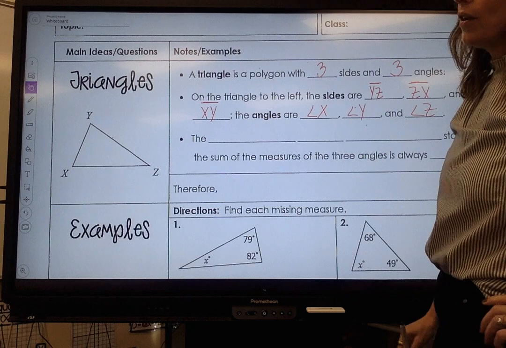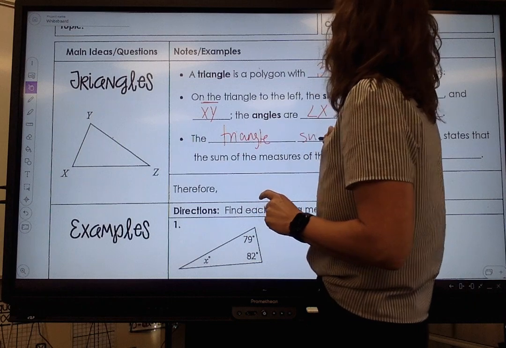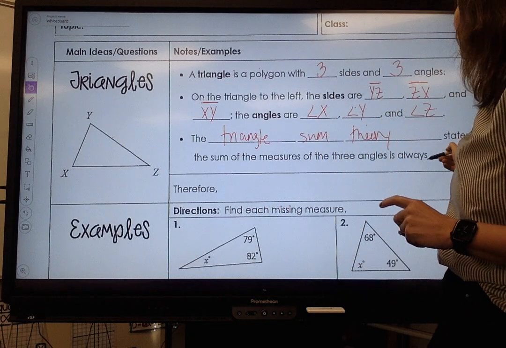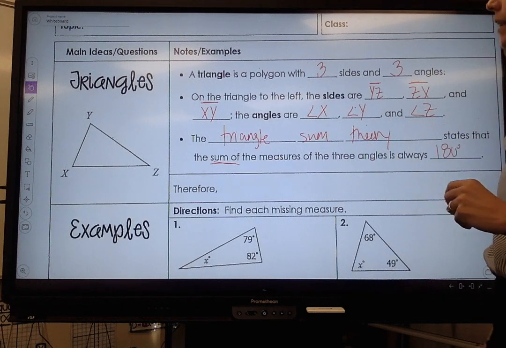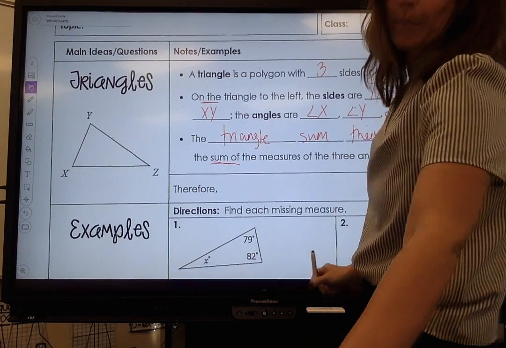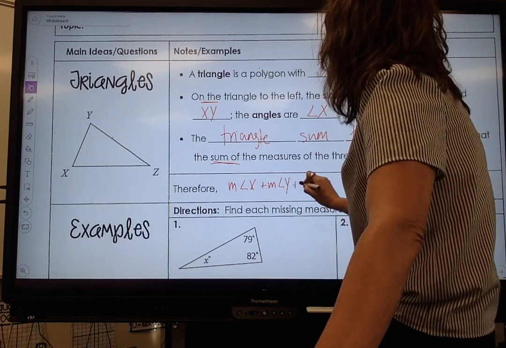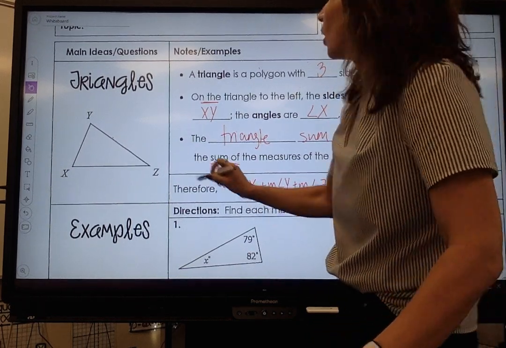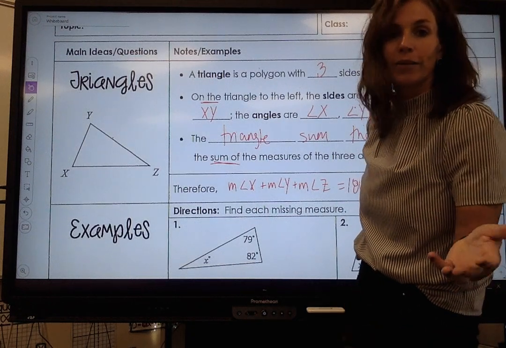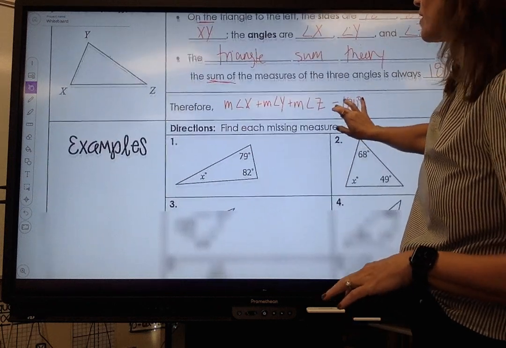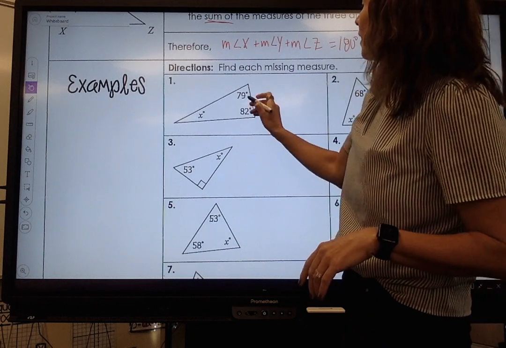Okay? Now, the triangle sum theorem states that the sum of the measures of the 3 angles is always 180 degrees. So I know, if I made a statement, that the measurement of angle X plus the measurement of angle Y plus the measurement of angle Z, all of these added up is going to equal 180 degrees. We talked about that before. Triangles have 180 degrees. So if you had to find the missing measurement, I'm just going to do a couple of these. How would you do this?